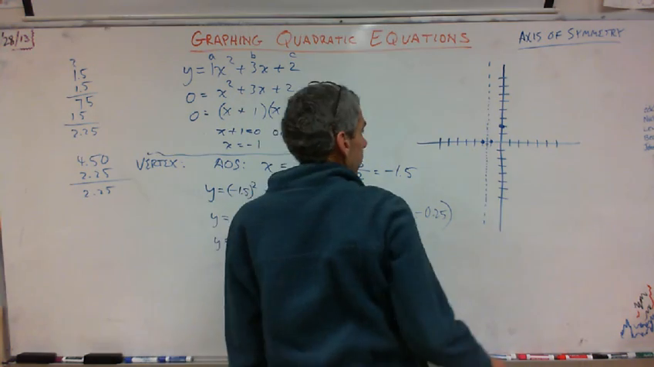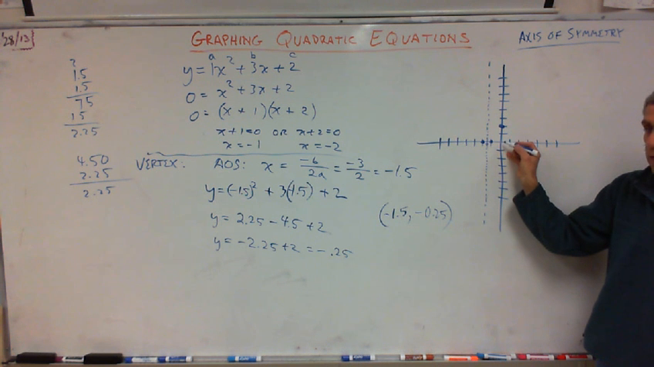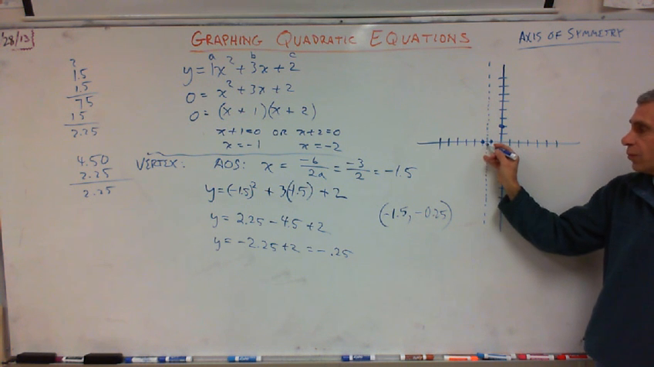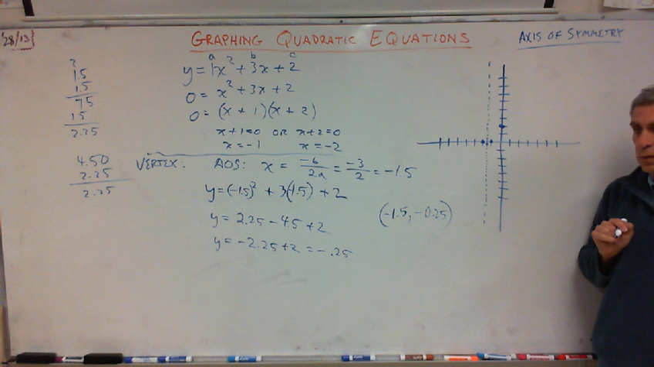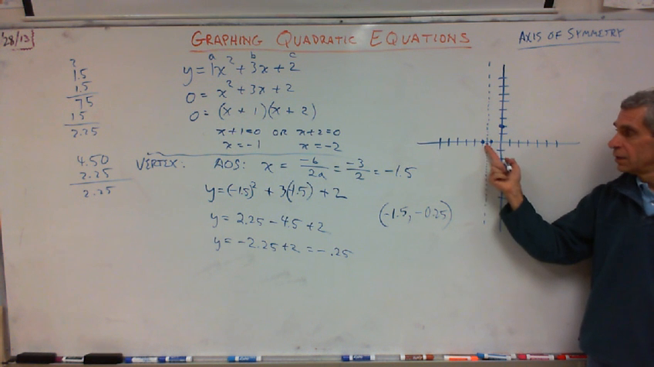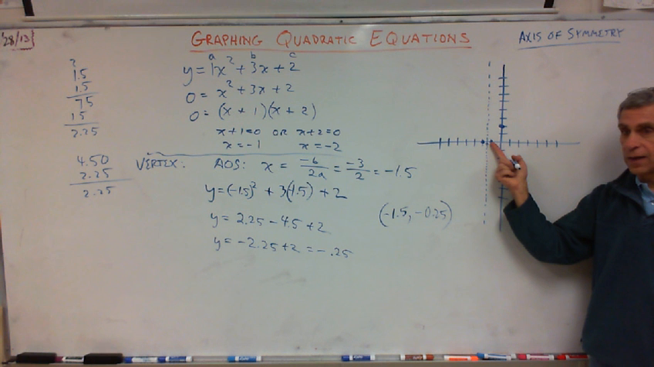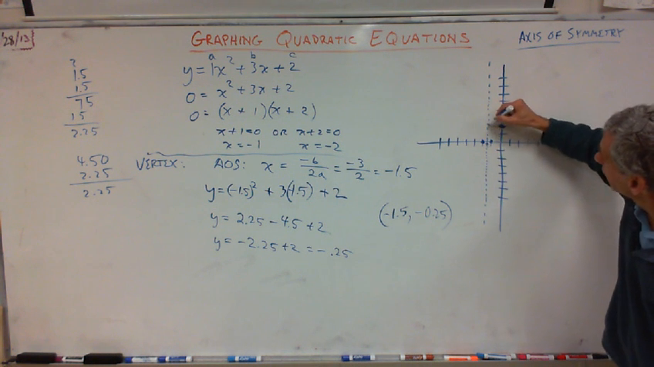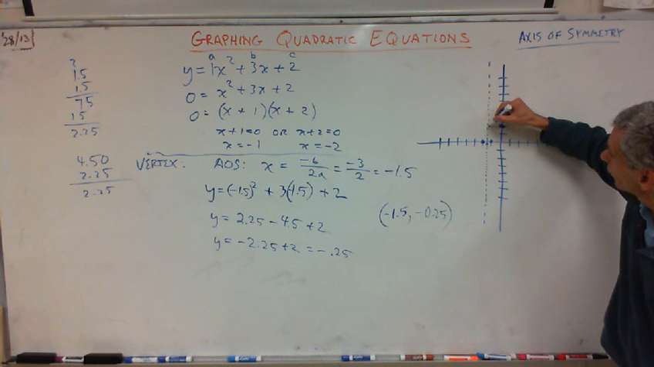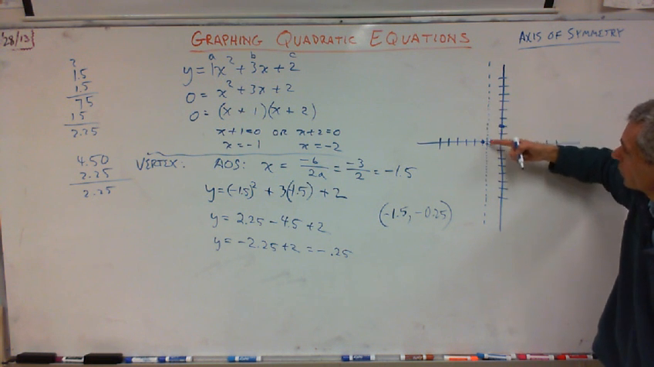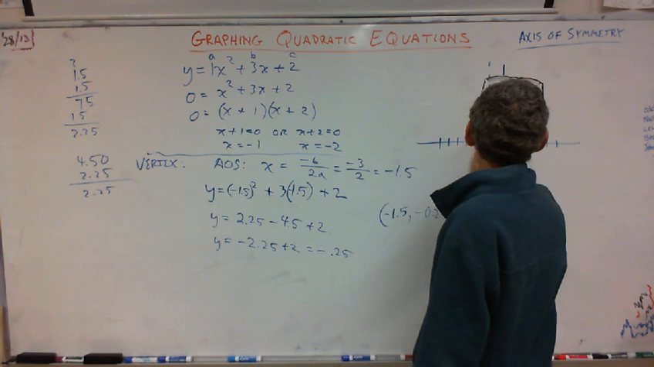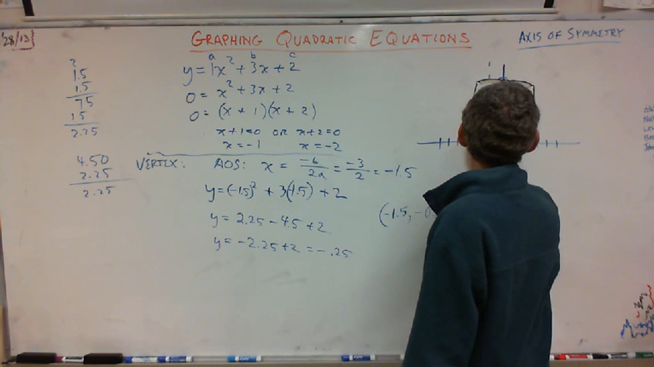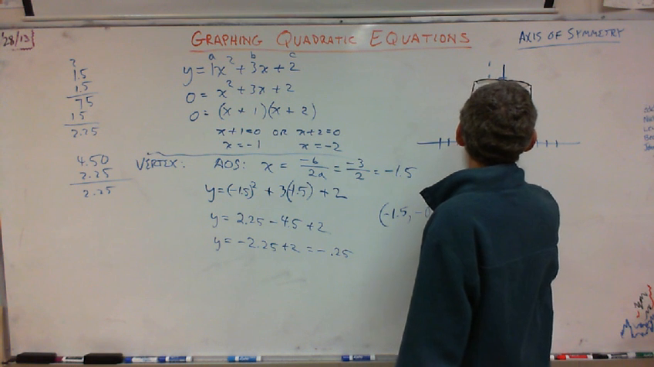And so if I went to my graph, I go left 1.5 and then down 0.25. So it's right in there somewhere. That's my vertex. There's a point on the x-axis. And actually this one is symmetrical to it. Here's another point, not on the x-axis, another point. And that is 1.5 from this axis of symmetry. So I'm going to go over 1.5 this way, put another dot right there.